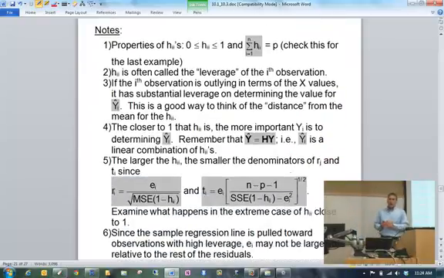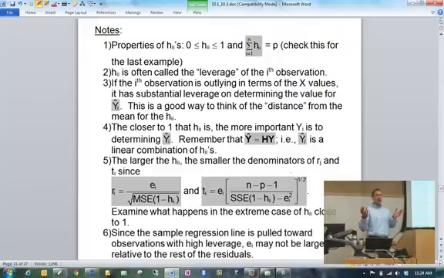Okay, some properties of the hat matrix diagonal values. They are always greater than 0, and they are always less than 1. The closer to 1 a hat matrix diagonal value is, the farther the observation is from the center of all your observations. So let's think about what this means in the context of what we're doing here.